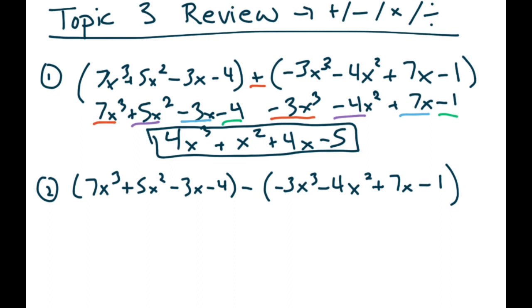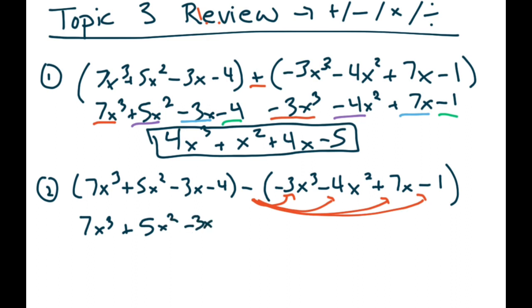When we're subtracting, what we do is we distribute this negative to everything in the second parenthesis. So the first parenthesis stays the same. But everything in the second parenthesis changes signs. So this would be a plus 3x cubed plus 4x squared minus 7x plus 1.